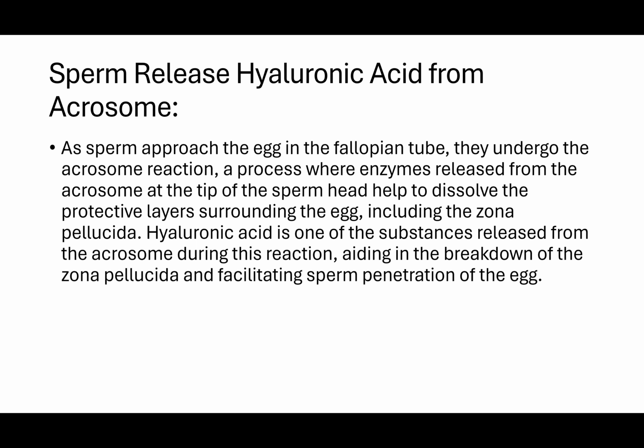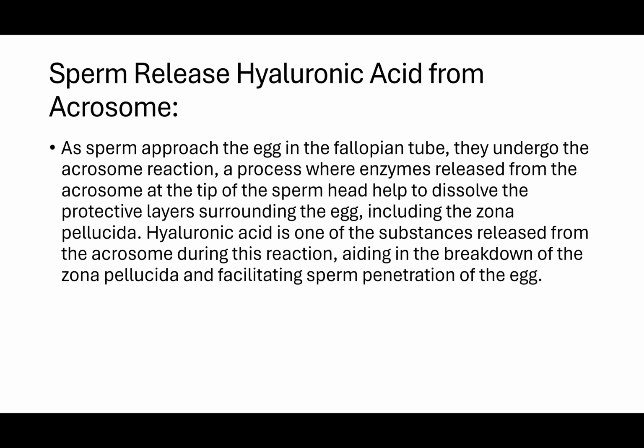Now, sperm release. The sperm approaches the egg in the fallopian tube and undergoes the acrosome reaction. The acrosomal vesicle at the tip of the sperm's head releases enzymes and different mixtures, these acrosomal substances and enzymes, to help dissolve the protective layer surrounding the egg, the zona pellucida. Hyaluronic acid is one of the substances released from the acrosome during the reaction, aiding in the breakdown of the zona pellucida and facilitating sperm penetration into the egg.